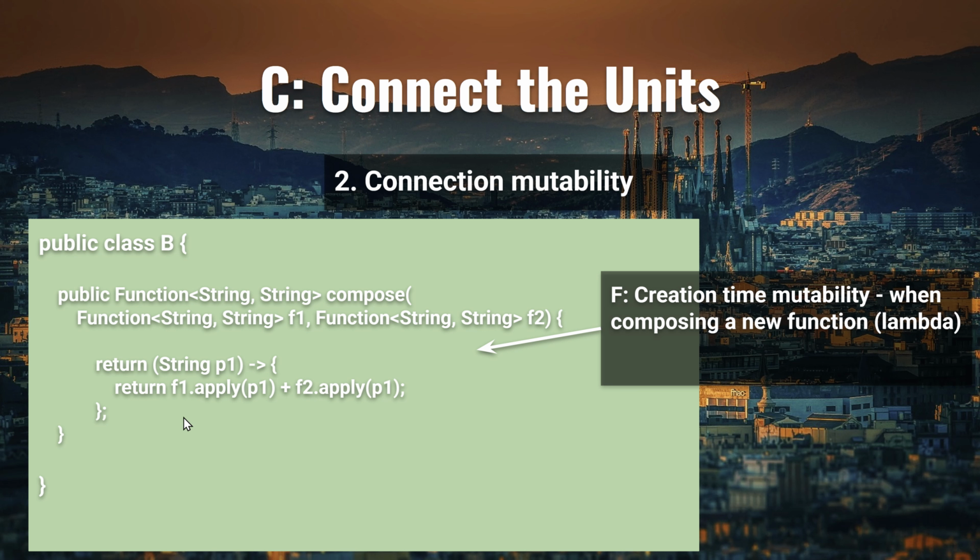So basically, at the time that we are creating this lambda expression, this new function, we can set which function f1 and f2 we want the returned function to use internally. But once this function has been composed and returned, you can no longer change f1 and f2 anymore. So you only have creation time mutability, meaning you can only set the references to point to something when you create the function.